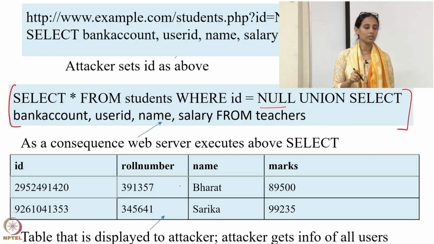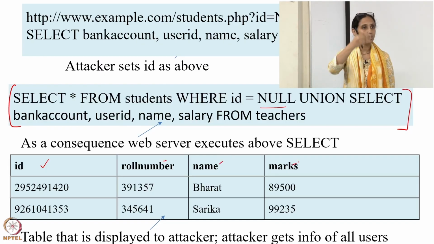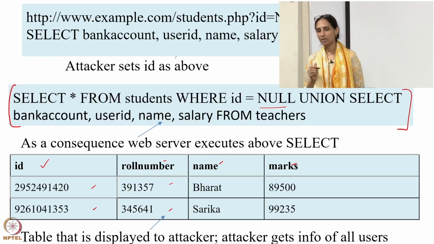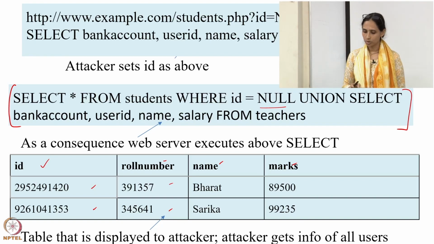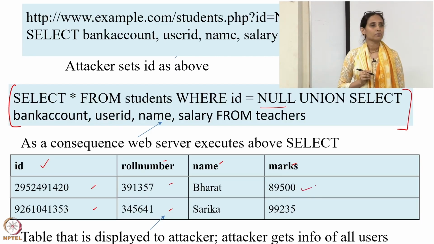But if you see, the odd thing is it is putting ID, roll number, name, marks, because those are the entries you are using as part of echo. Because the students.php is dealing with students table, but then the actual values here are corresponding to bank account, user ID, name and salary from the teachers table. But of course, if you are an attacker, you know how to parse this. You won't go with that this is a roll number. You know that this is the user ID of the teacher, this is the name of the teacher, this is a salary and not marks. Okay, this is clear what has happened here.